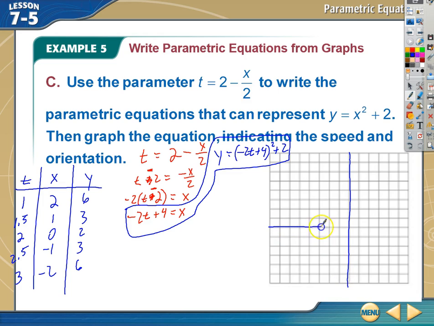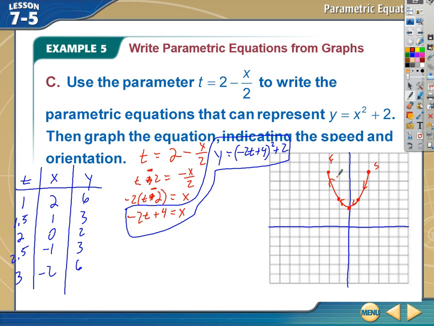Well, this time when I graph this, my first starting point now is at 2, 6. 1, 2, 1, 2, 3, 4, 5, 6. Here. Okay, that's my starting point now. Now I do 1, 3, 0, 2, -1, 3, -2, 6, yep. And that's my finish. So now the parameter has changed my orientation. Not only that, so again, covering the same distance that I always have, but going in the opposite direction.